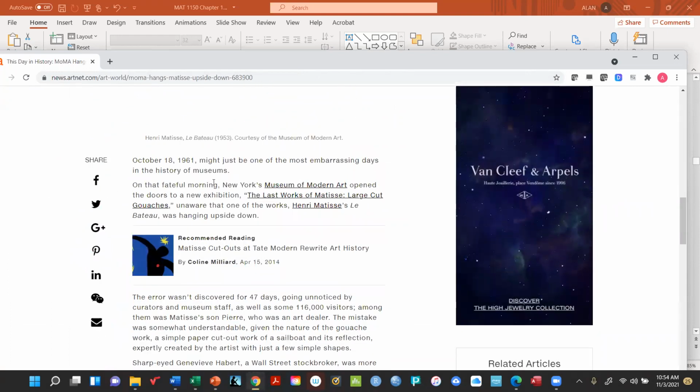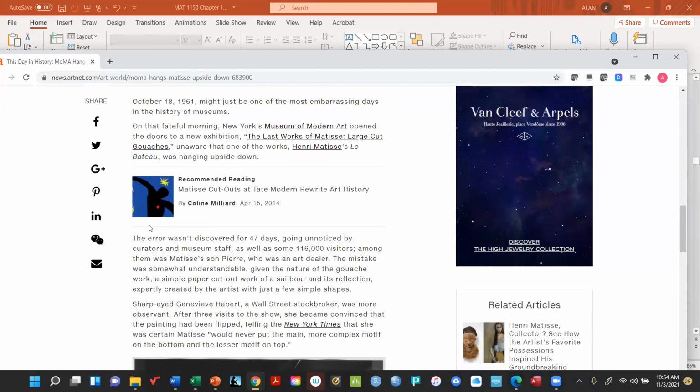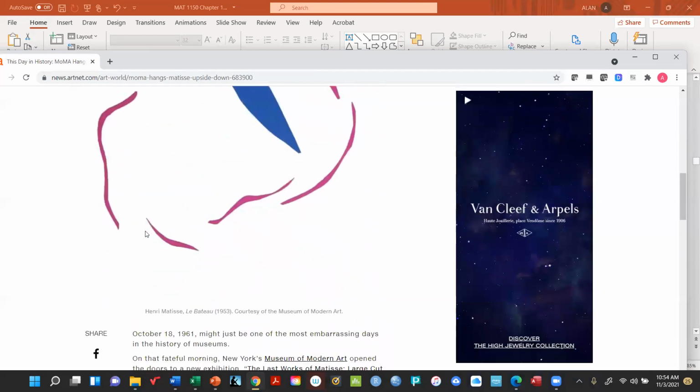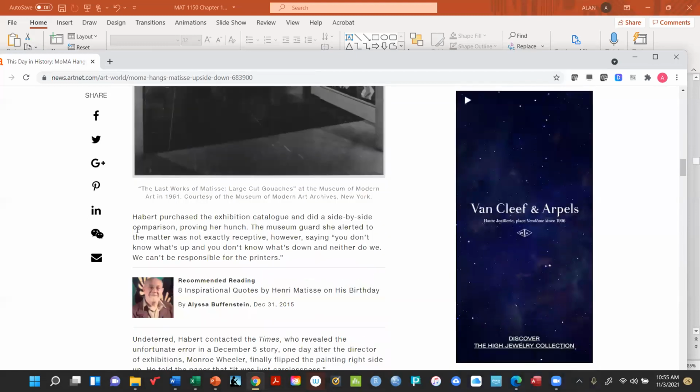1961. The error wasn't discovered for 47 days. Among them was Matisse's son. He didn't know. But a Wall Street stockbroker was more observant. After 3 visits to the show, she became convinced that it had been flipped. She was certain he would never put the more complex motif on the bottom and the lesser motif on the top. And sure enough, wow, look at that.